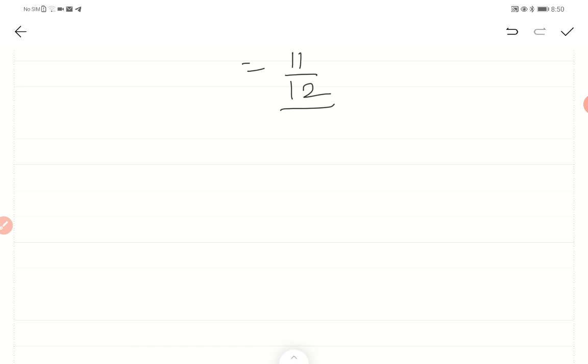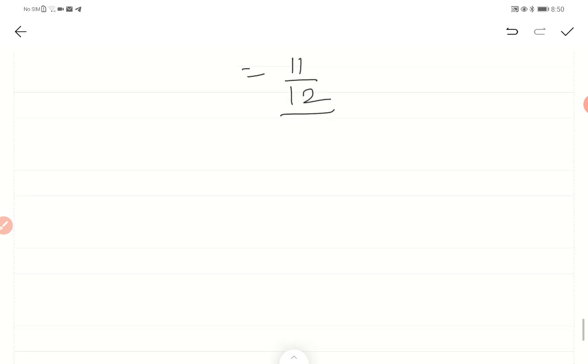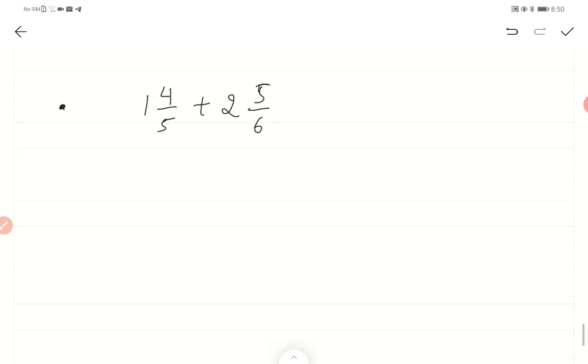Subtraction will be the same as what we are doing for addition. Instead of plus we will do minus. That's all. Now if you have another example, like a mixed fraction 1 4 by 5 plus 2 5 by 6. First I will convert these mixed fractions into improper fractions. 5 ones are 5, 5 plus 4 is 9. This will be 9 by 5.